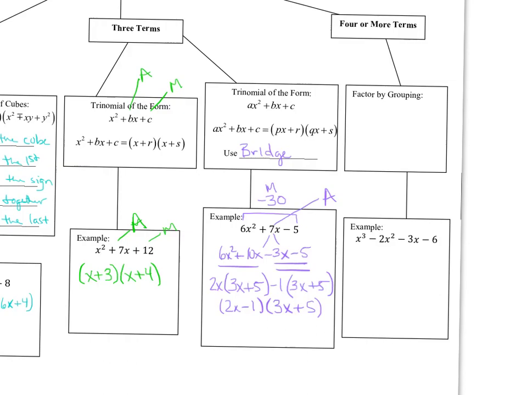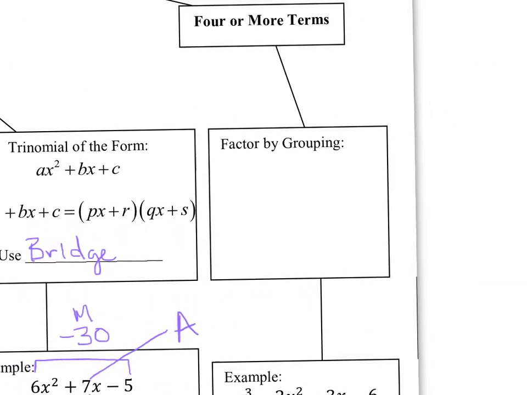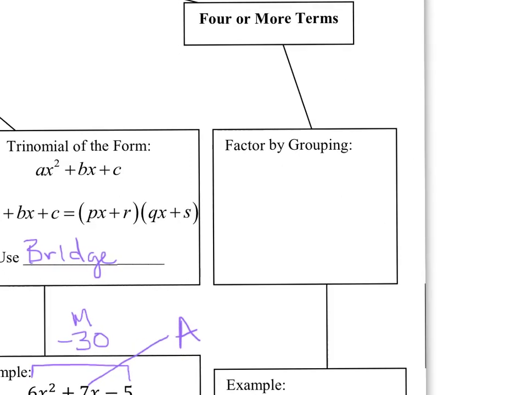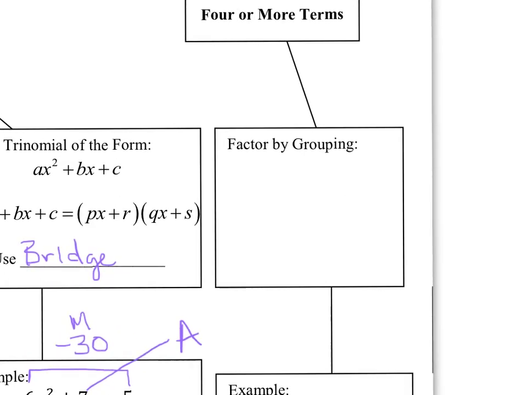Alright, the last one, and we just kind of talked about it, and it's probably one of the easier methods, is factor by grouping. And we know that we're going to factor by grouping if we have 4 or more terms. So you're going to group the first two terms and the last two terms together. So that's how we're going to factor by grouping.